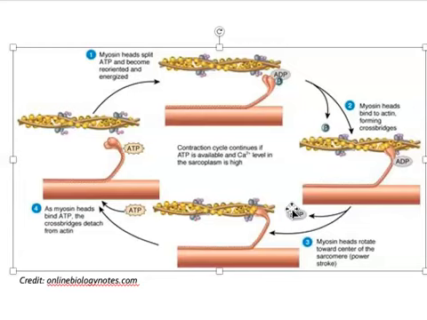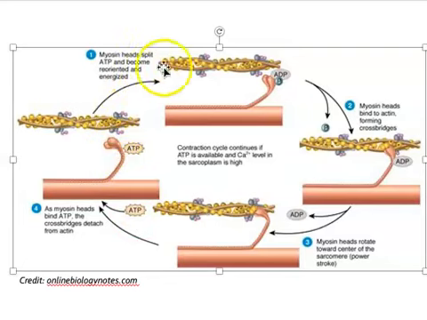Now, at the end of the power stroke, we have a myosin head bound to a thin filament, but all of the energy has been used up. The sliding is finished. The only way to get this head to release is to add another ATP in. Another ATP is going to come and bind to the head, and that's going to allow it to relax and cock backwards. It's going to let go, and it's going to cock backwards.